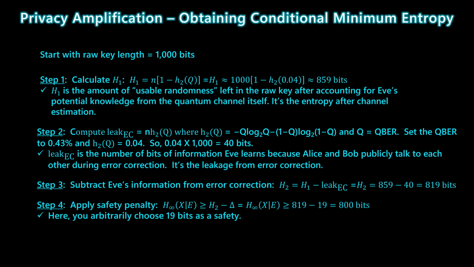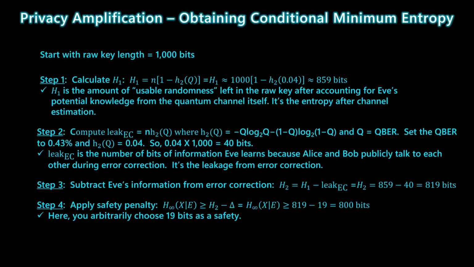The fourth and final step is to apply a safety margin, sometimes called a finite-size penalty. Real systems never operate with infinitely many signals, so the observed error rates and statistics are subject to small fluctuations. To ensure that the security analysis remains valid even in the worst case, we subtract an additional safety term. In this example, we subtract 19 bits. This yields a final conditional minimum entropy of 800 bits.